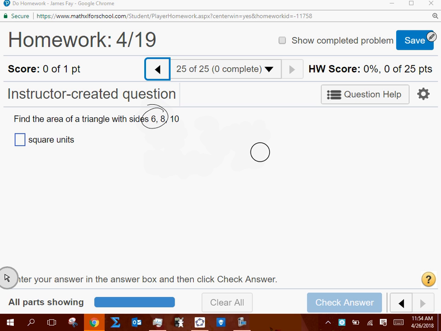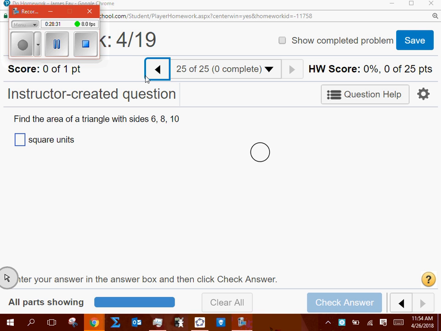Hopefully that helps. We're going to see more and more types of questions like that throughout this chapter. See some today with trapezoid.